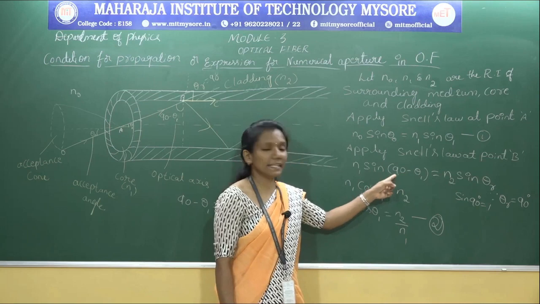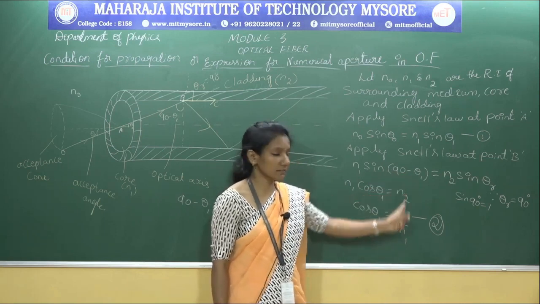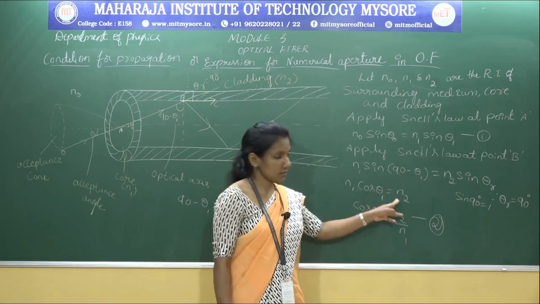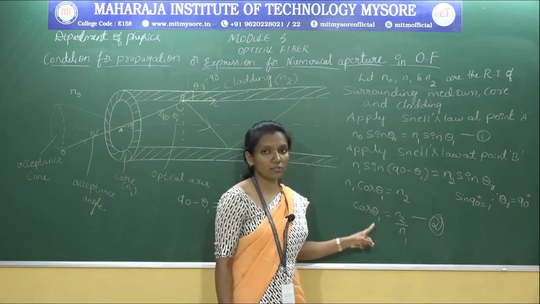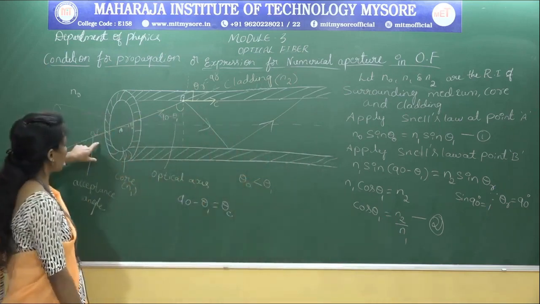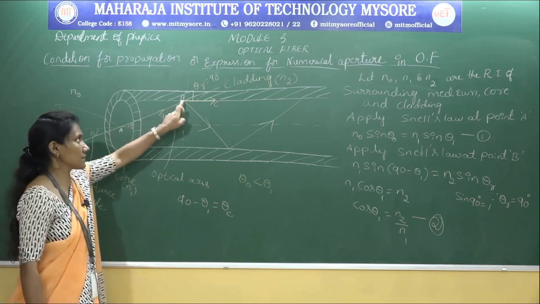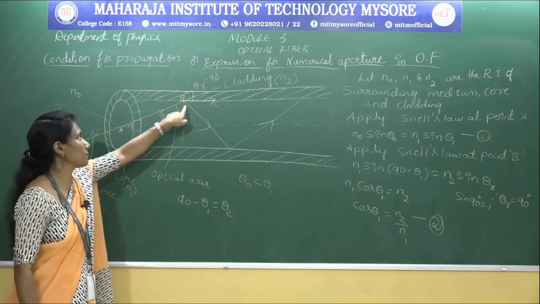So for 90 and 270 it will change. Sine of 90 minus theta 1 will become cos theta 1. Okay, so that's why we get cos theta 1 is equal to n2 by n1. So first you have to know how Snell's law applies at point A, and what Snell's law gives at point B.